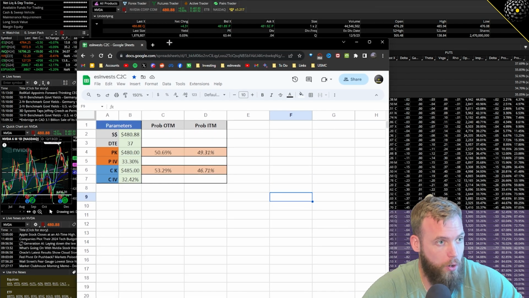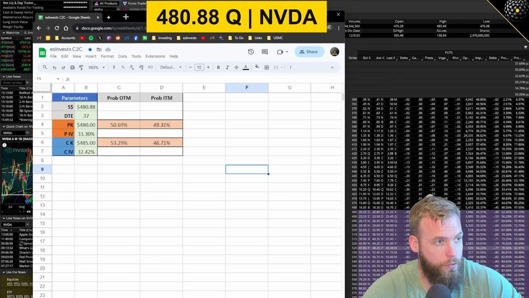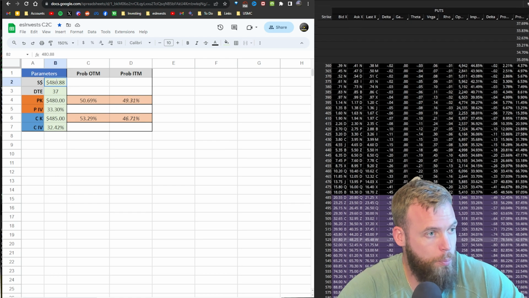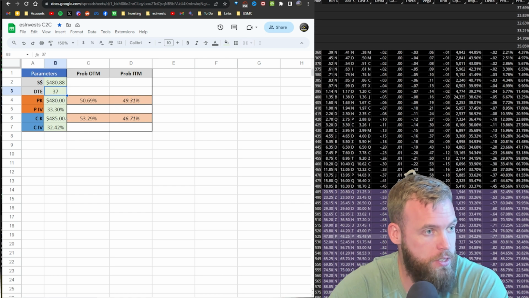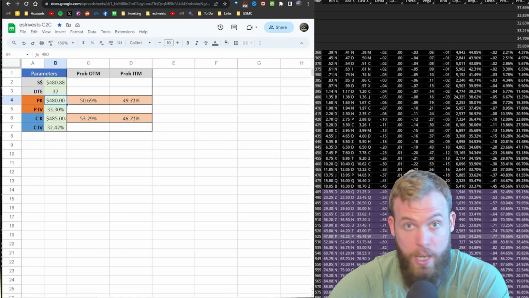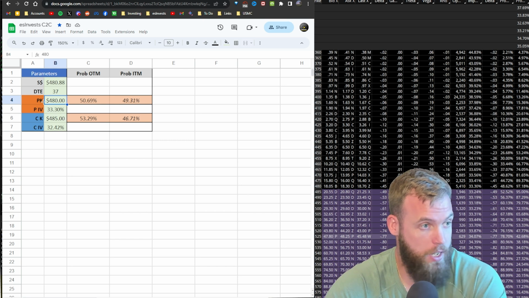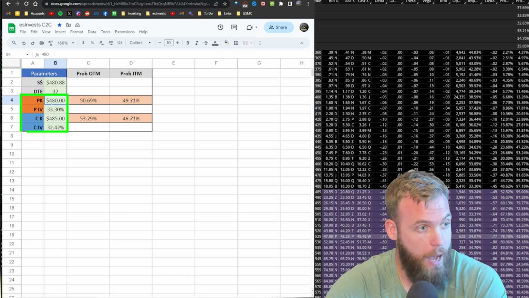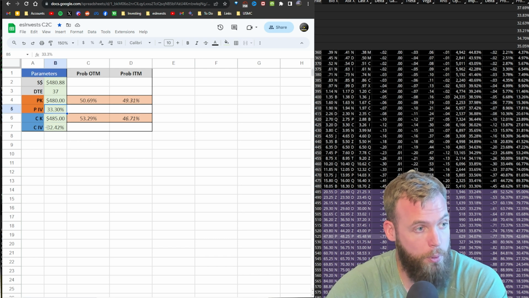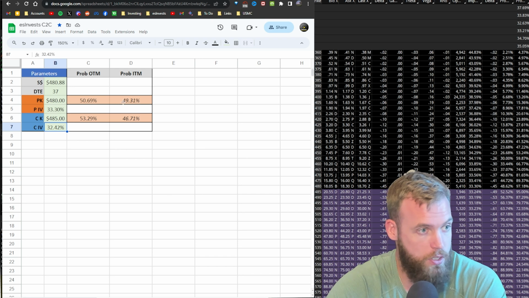I took the current figures, so 480.88 for NVIDIA, and here are the parameters we need. We need the stock price, days to expiration. You get to pick whatever option you're looking at. So in this case, I'm looking at a put and a call. I'm looking at the 480 put, the 485 call. Then I'm going to grab the implied volatility for both of those options. So the put IV in this instance is 33.3%. The call IV is 32.42%. You'll have to trust me because it's covered right now.